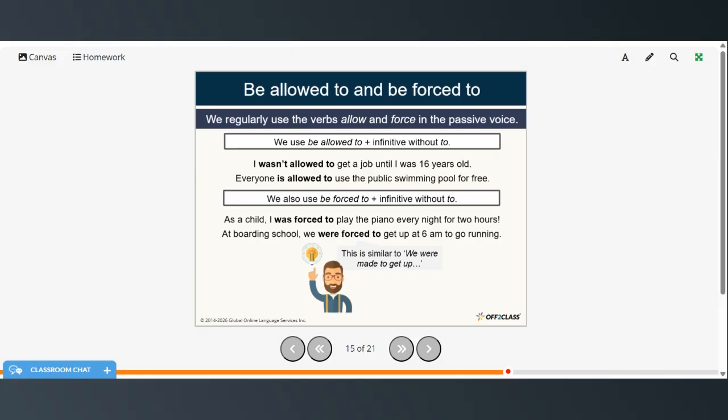So we regularly use the verbs allow and force in the passive voice. We use be allowed to plus the infinitive without to. I wasn't allowed to get a job until I was 16 years old. Everyone is allowed to use the public swimming pool for free. We also use be forced to plus the infinitive. As a child, I was forced to play the piano every night for 2 hours. At boarding school, we were forced to get up at 6 a.m. to go running. This is similar to we were made to get up.